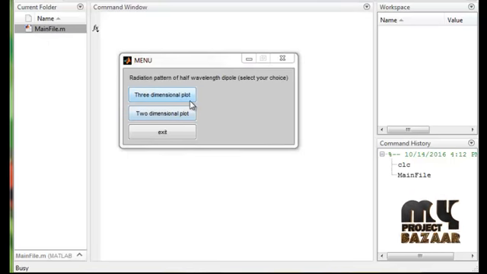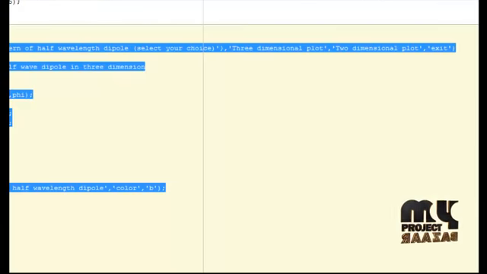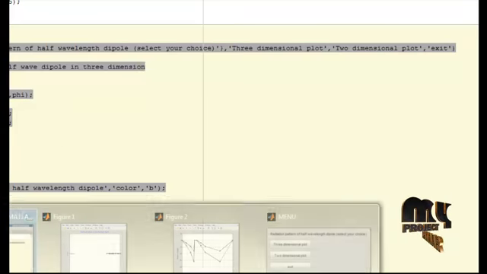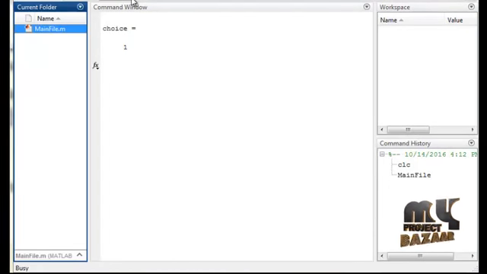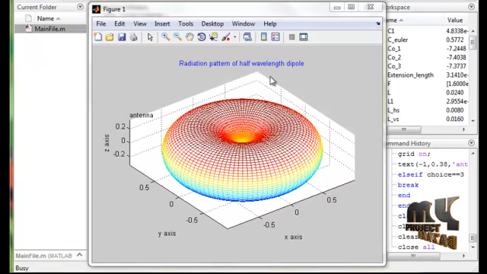And then we calculate a 3-dimensional plot and a 2-dimensional plot. The 3-dimensional plot is the radiation pattern, and the 2-dimensional plot is also a radiation pattern. Here we click the 3-dimensional plot. So this is the radiation pattern graph. Red denotes the high frequency, and then yellow, blue, and yellow-green. So this is the 3D radiation pattern.